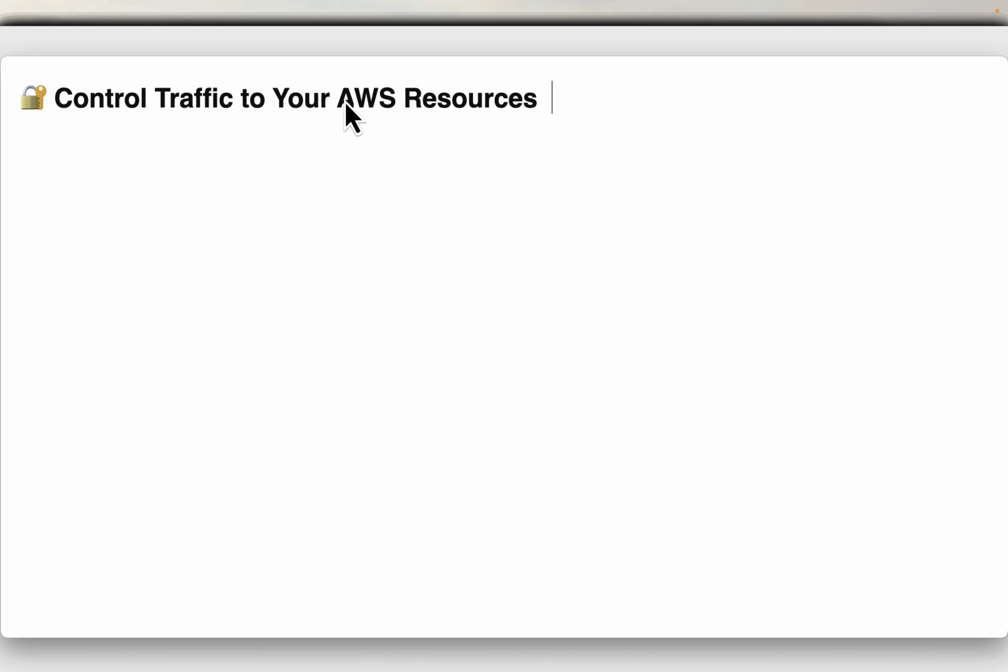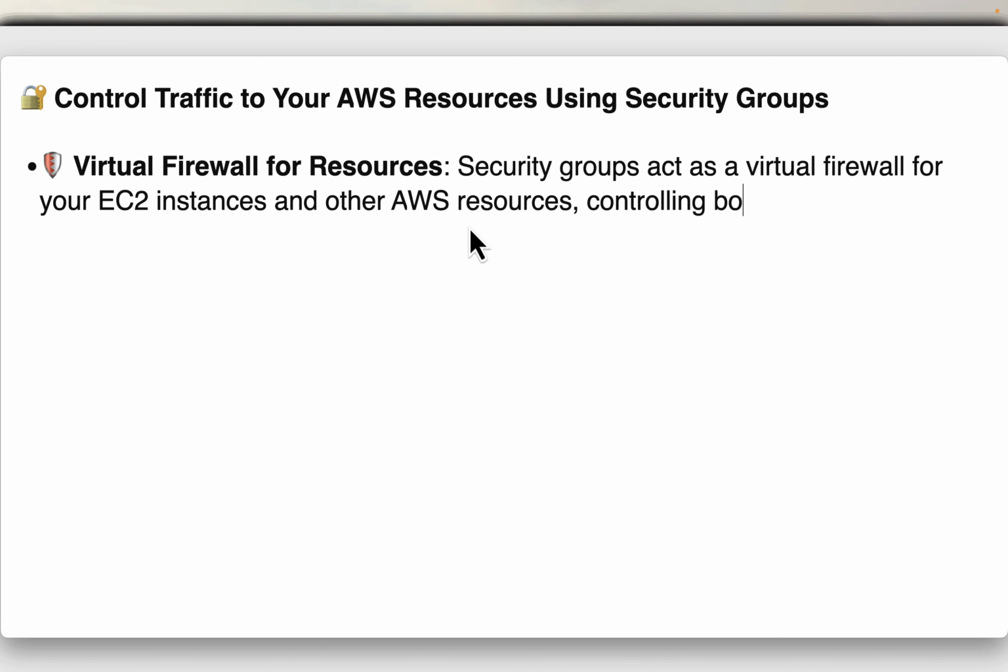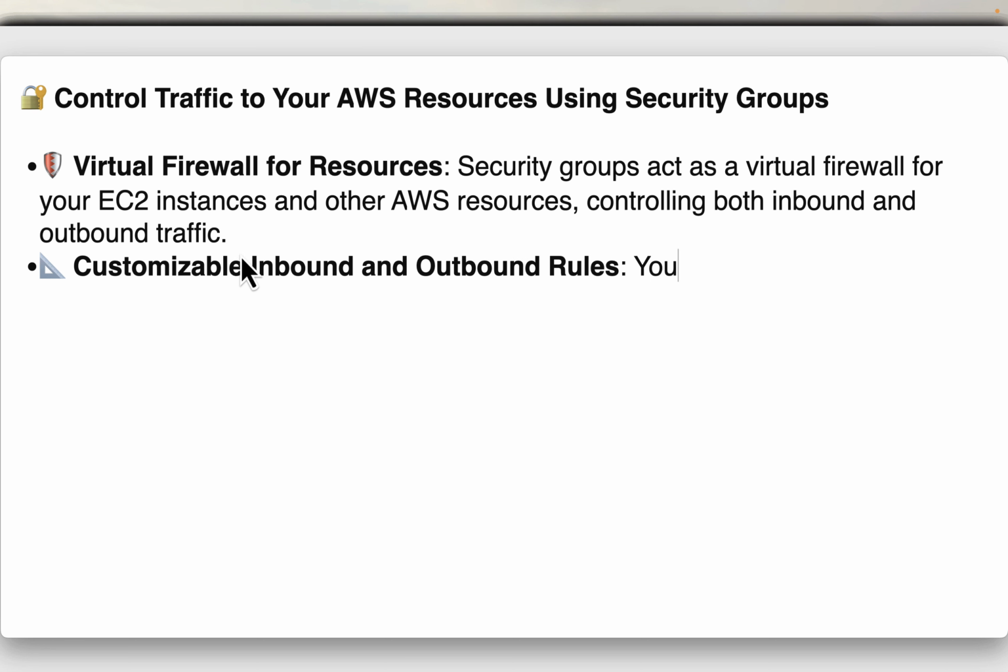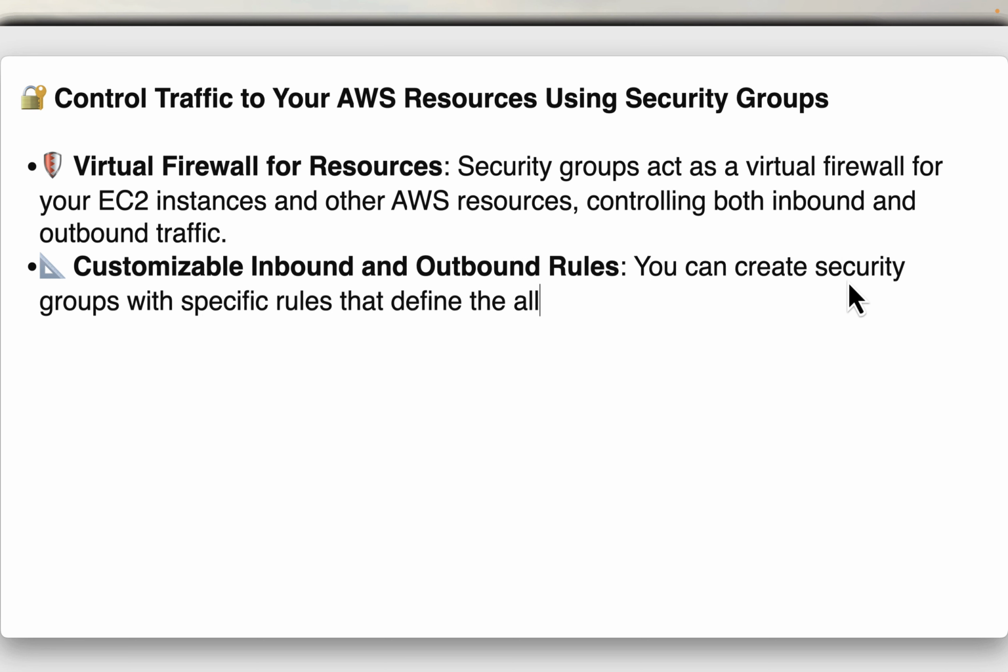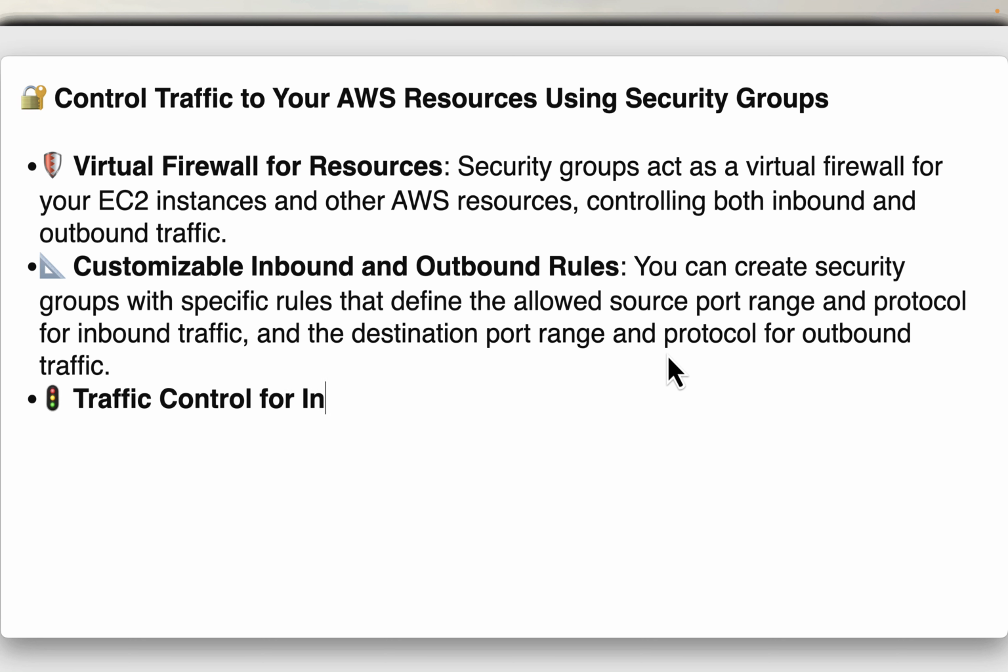Control traffic to your AWS resources using security groups. Virtual firewall for resources. Security groups act as a virtual firewall for your EC2 instances and other AWS resources, controlling both inbound and outbound traffic. Customizable inbound and outbound rules. You can create security groups with specific rules that define the allowed source, port range and protocol for inbound traffic, and destination, port range and protocol for outbound traffic.